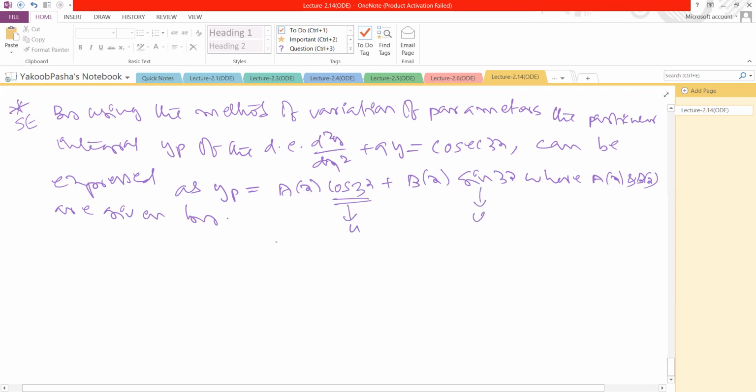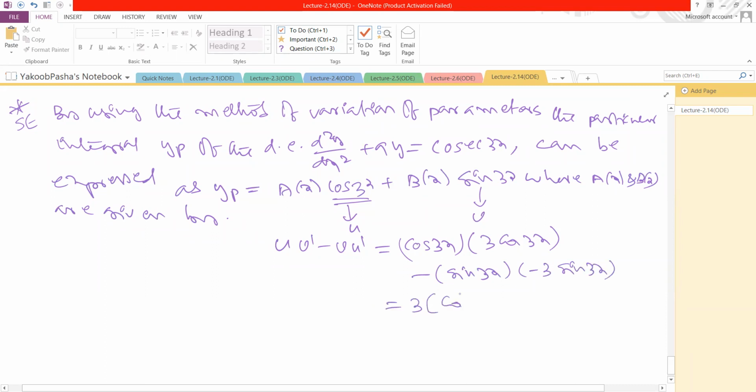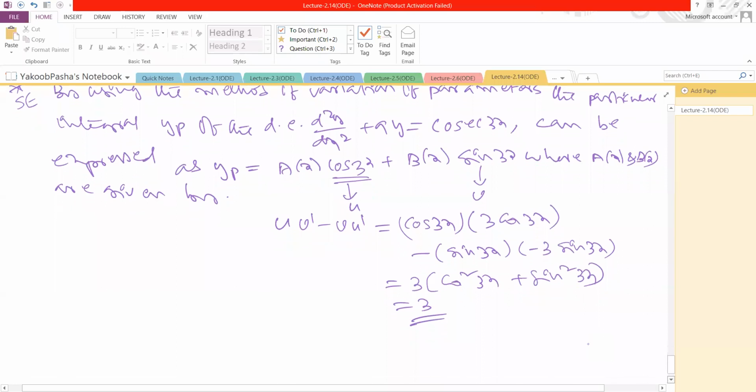So first I am finding U V dash minus V U dash value. That is cos 3x into V dash, that is 3 cos 3x, minus V, sin 3x, into the differentiation of cos 3x, minus 3 sin 3x. So this is equal to, we can take 3 common, cos square 3x plus sin square 3x. This is nothing but 3. Okay. Now we need to find A of x and B of x.